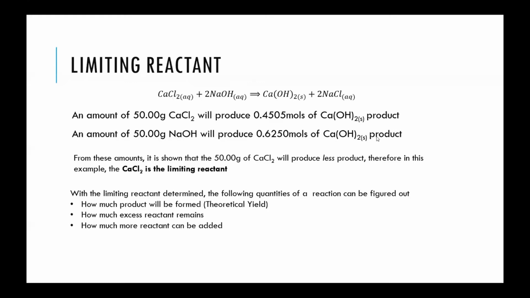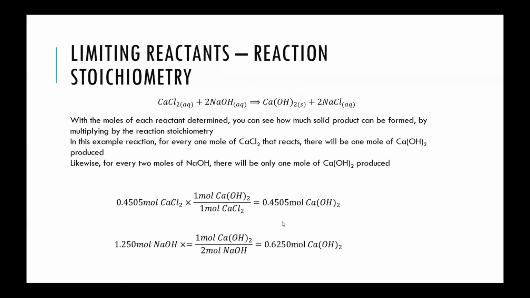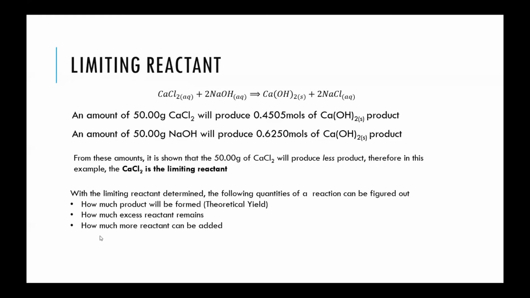You can calculate that and figure out using the same method as before by multiplying these through by the different ratio. And you can figure out how much more of that limiting reactant can be added into that system. So if there was excess sodium hydroxide, how much calcium chloride can that excess sodium hydroxide react with? There are a lot of things that you can calculate once you have the limiting reactant.